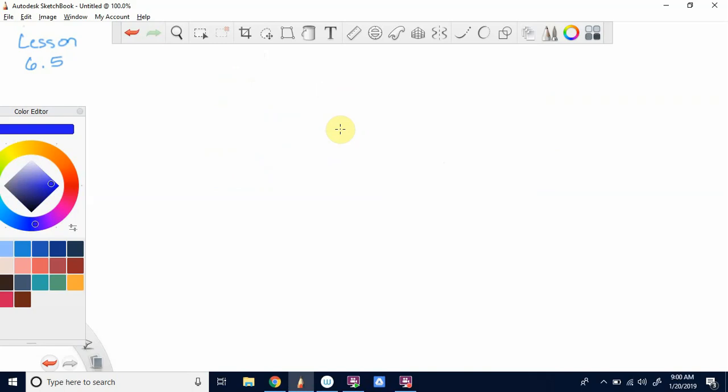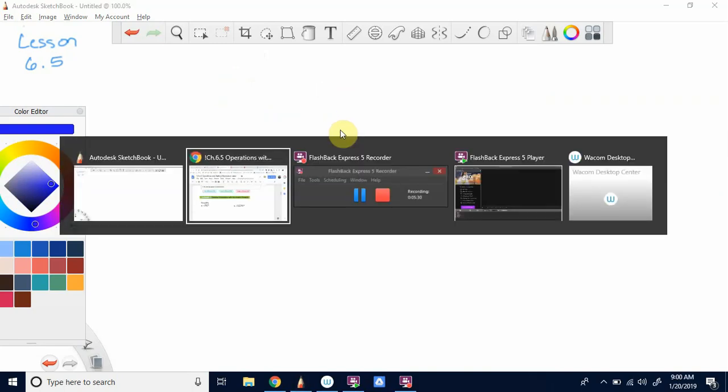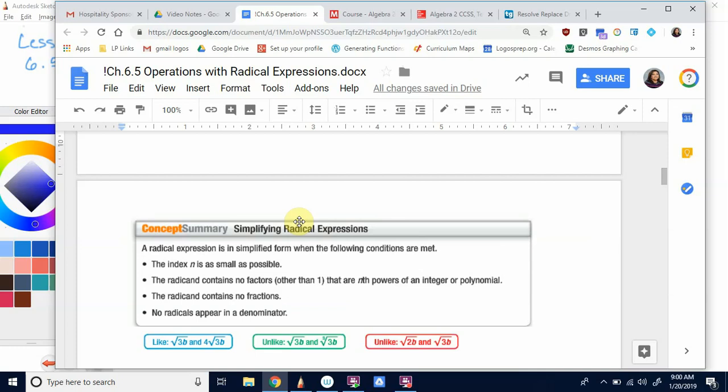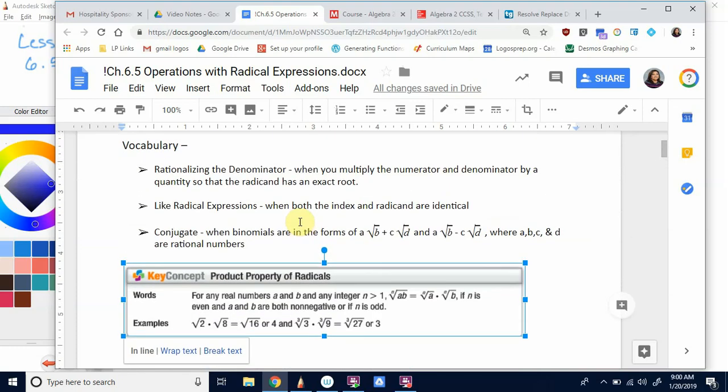So now we have vocab and we have the key concept. Let's look at those. Our vocab is rationalizing the denominator, which means you multiply the numerator and the denominator by a quantity so that the radicand has an exact root. It'll make sense when we actually do the division. We've rationalized before with imaginary numbers, so let's look at how we are going to rationalize this.